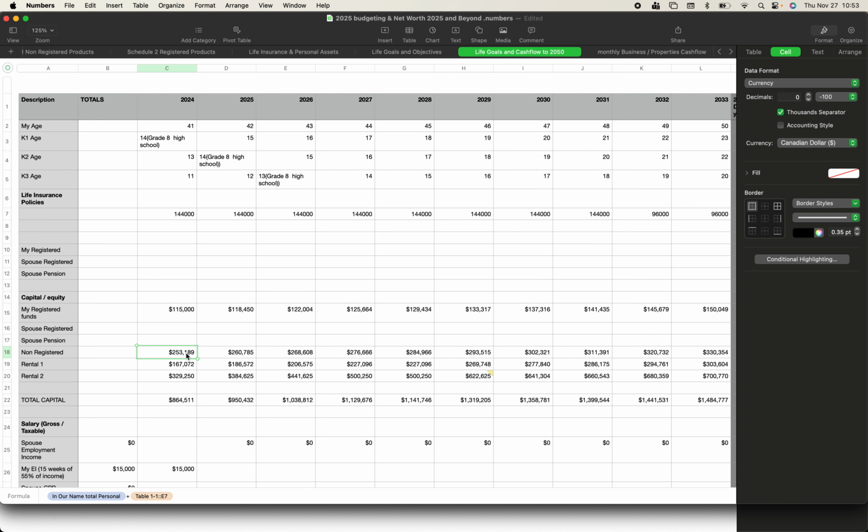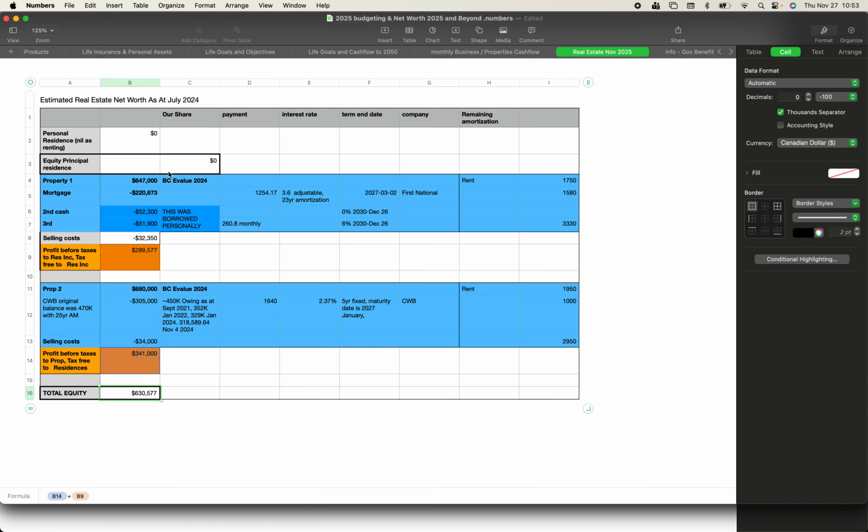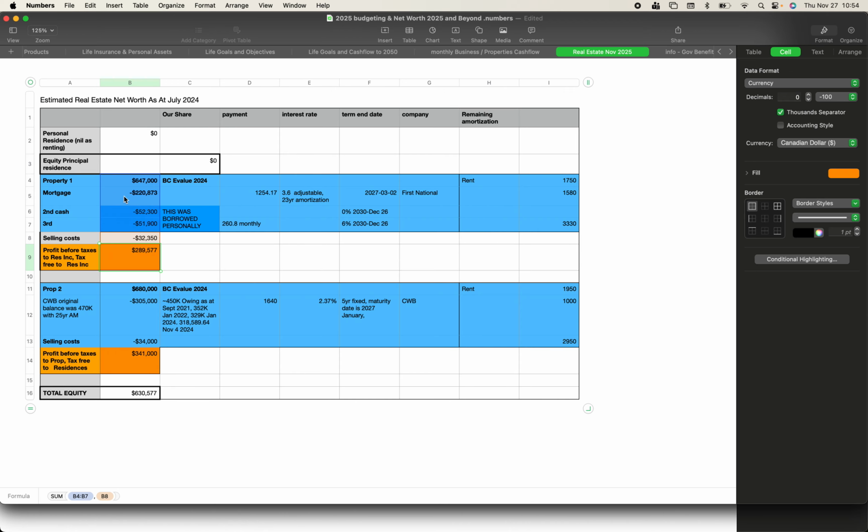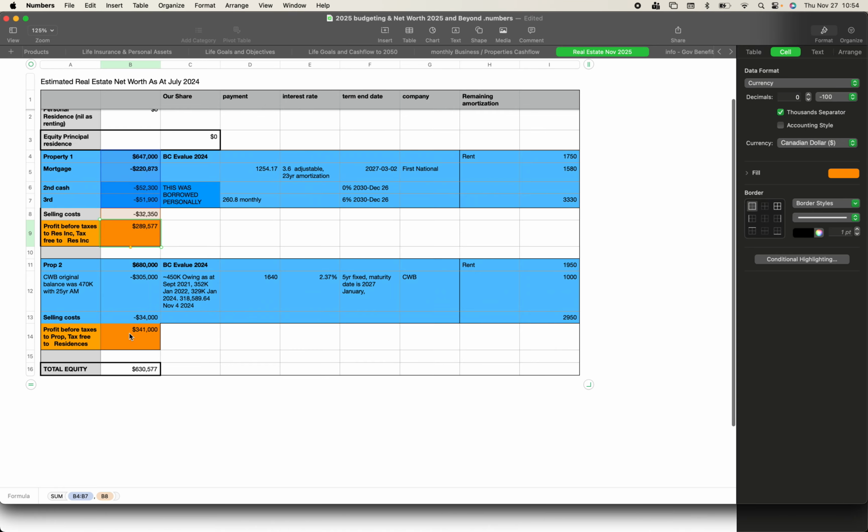Non-registered funds, I did the same thing. I assumed it would be growing at 3% a year. And then this person has a couple rental properties. So there's a real estate tab here. And if you presently have rental properties, you can list them here, how much equity you have. So this property is worth roughly $650,000. It's got a mortgage and a couple second mortgages, and net of all the payments, or if it was sold right now, it would be worth roughly $290,000. Here's the other property, and if it was sold, it would be worth roughly $340,000.